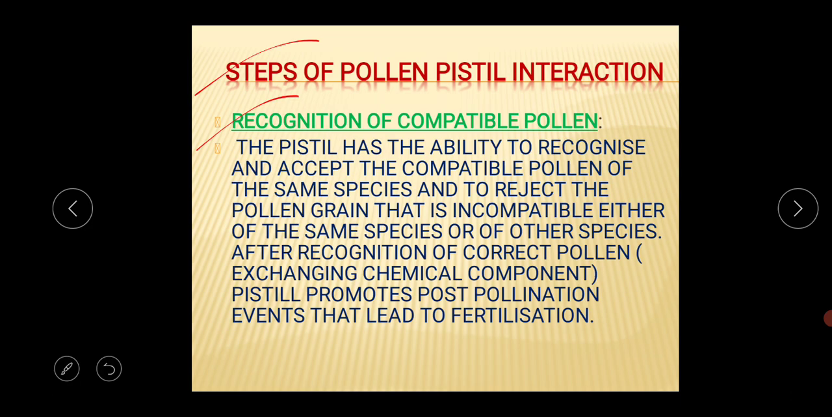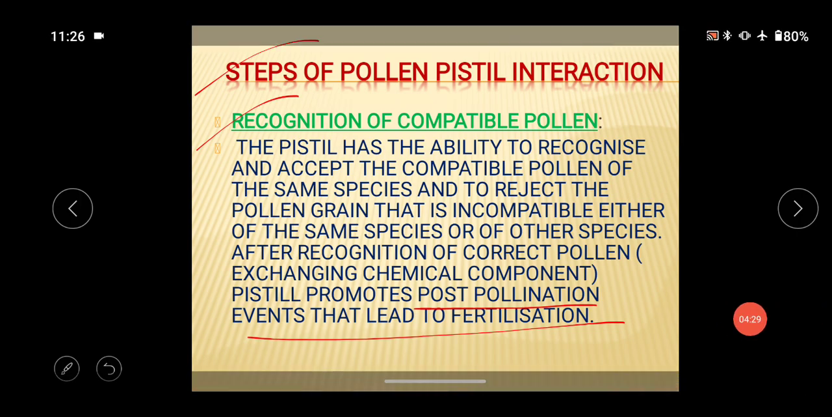After the pollination, after autogamy or geitonogamy or xenogamy, the pollen is there in the flowering plant's body to meet with the pistil. But now the pistil has the ability to recognize and accept the compatible pollen of the same species and to reject the pollen grain that is incompatible, either of the same species or a different species. After recognition of the correct pollen, the pistil promotes the post pollination events that lead to the fertilization process. So this is the first and foremost step of the pollen pistil interaction.